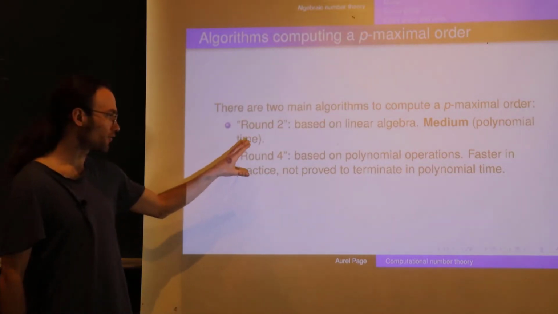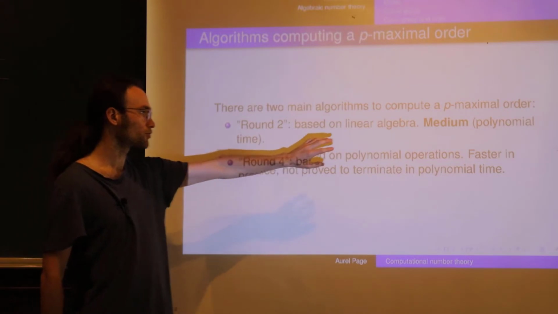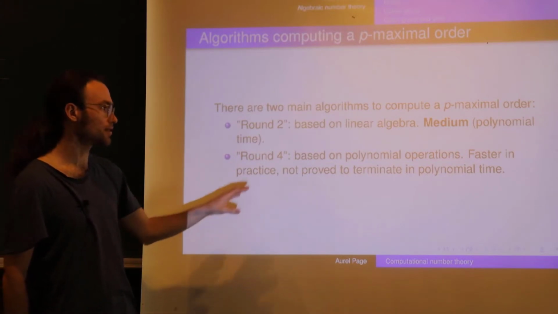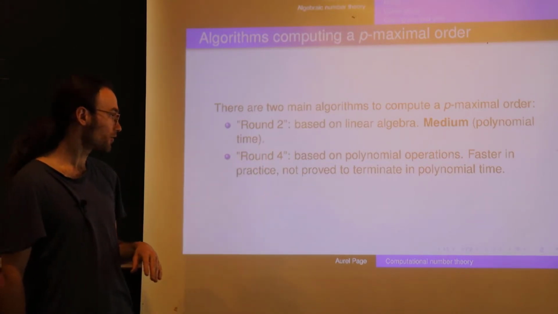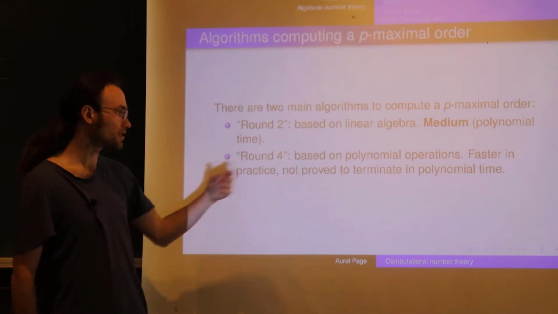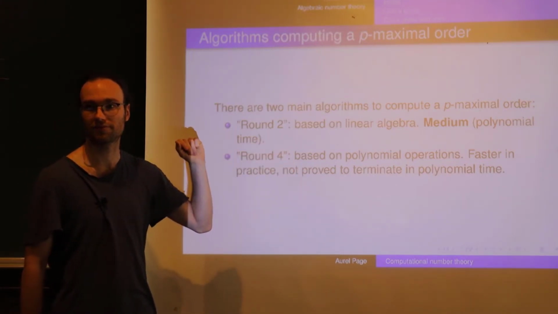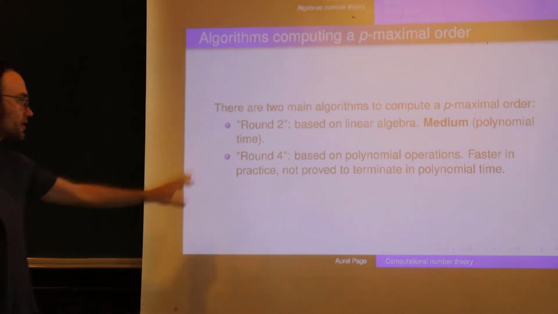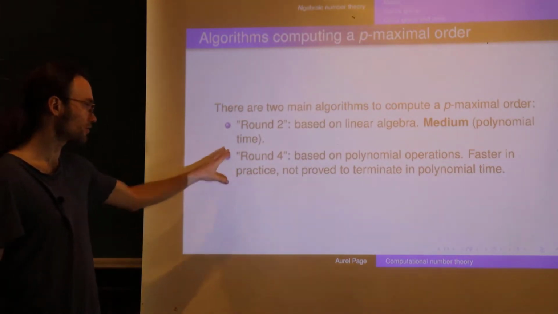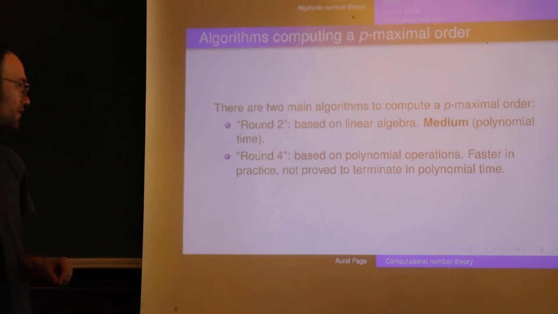The second one, Round 4, is based on polynomial operations. So this is, again, an instance of we want to do polynomial operations because they are faster than matrix operations. And in practice, it's really much faster. However, we don't know how to prove that it actually terminates in polynomial time. So in principle, you could find absolutely horrible examples where it would be slower. So this is the one that's implemented in actual computer algebra systems. Usually, that's the one that they use. But I will describe this one, which is slightly simpler, and we can, in fact, prove something about it.